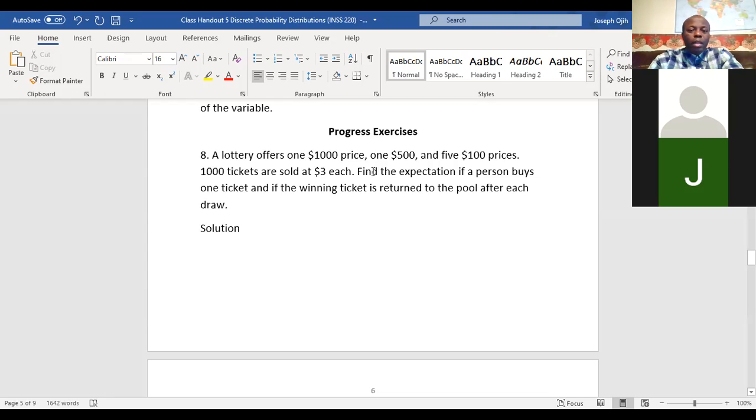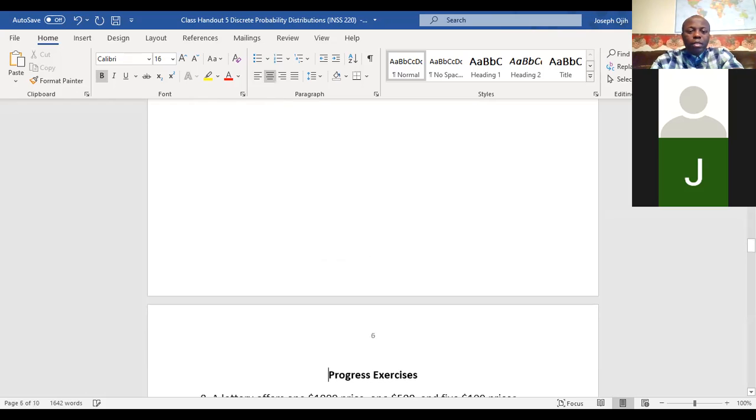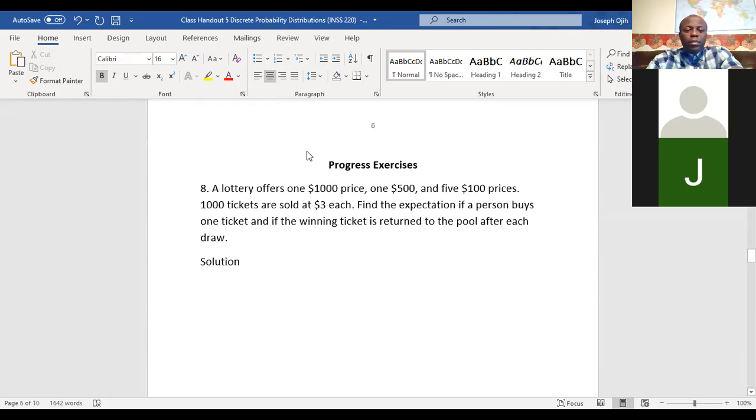Solution to this is this. Let me move this, I'm sorry, I have no room. Now, let us make the table first of all. It can go this way. One $1,000 prize, one $500 prize, and then five $100 prizes.